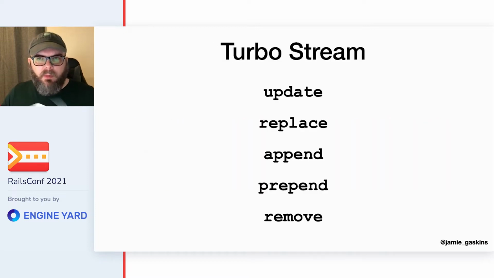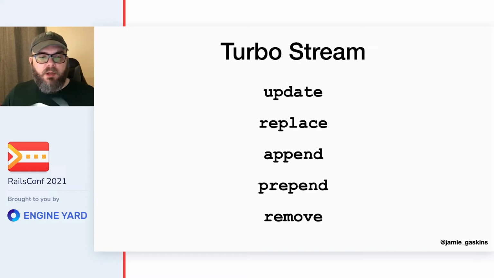We looked at update and replace, but there are 5 actions that Turbo Stream can perform out of the box. Update will swap out the contents of the target turbo frame with the stream's template contents. This is equivalent to setting the inner HTML property on the turbo frame element with JavaScript. The replace action swaps out the turbo frame itself, not just its contents. This is equivalent to setting the outer HTML property of the turbo frame.